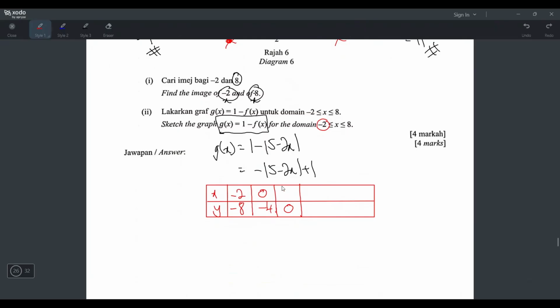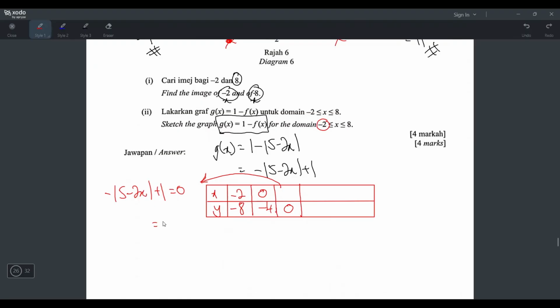Now for y equals 0. This one I will write down the working lah, because it's a bit hard to do in your head. So this one cannot substitute x equals 0, I have to substitute y equals 0. It means instead of changing the x to 0, you have to take the whole thing equals 0. So negative modulus 5 minus 2x, plus 1, the whole thing equals 0 like that. And you're trying to find x.